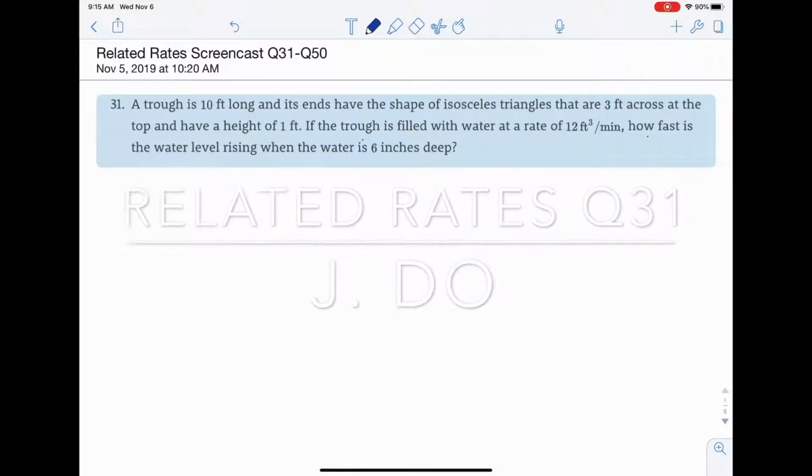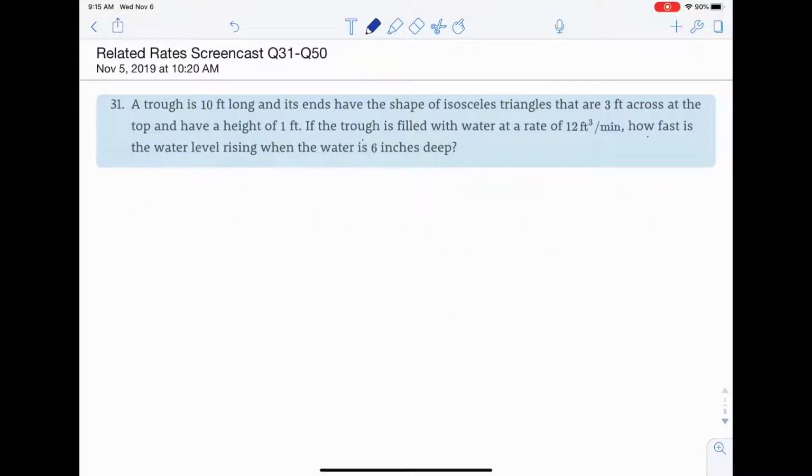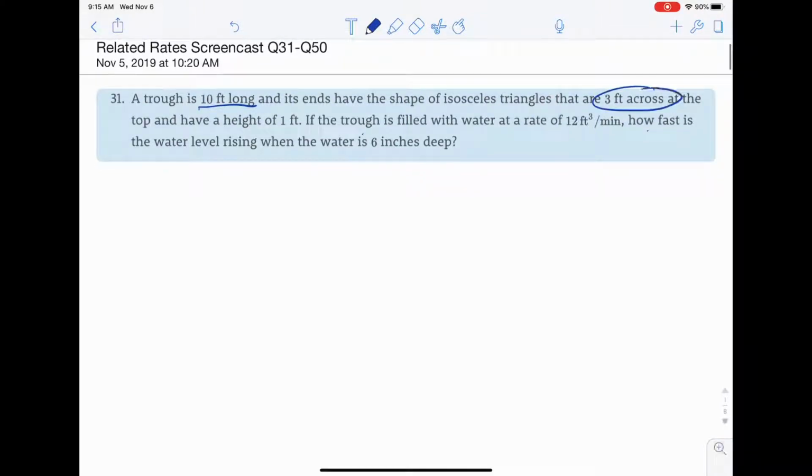Okay, so we have question number 31 here. It says that a trough is 10 feet long and its ends have shapes of isosceles triangles that are 3 feet across at the top and has a height of 1 feet. If the trough is filled with water at a rate of 12 feet cubed per minute, how fast is the water level rising when the water is 6 inches deep?